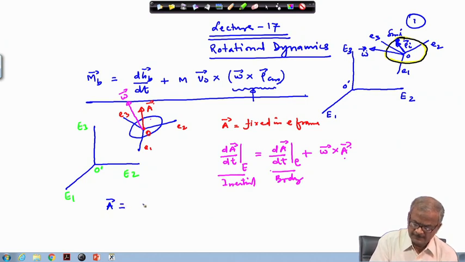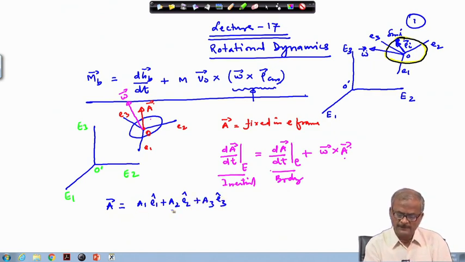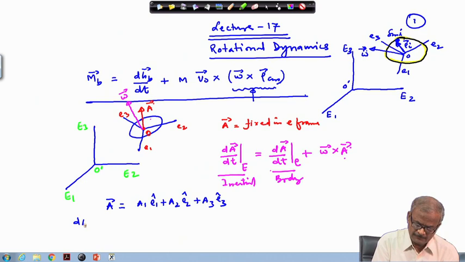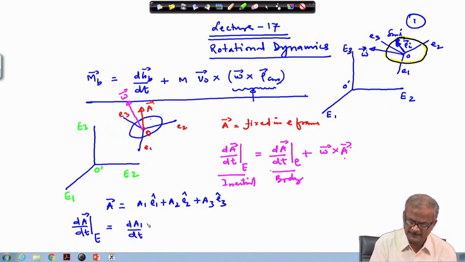So, this A vector we can write as A 1 times e 1 cap plus A 2 times e 2 cap plus A 3 times e 3 cap, where A 1, A 2, A 3 are the components of vector A in the body frame. Now, we take the derivative of this vector with respect to the E frame. You know that this will be dA by dt by simple calculus.